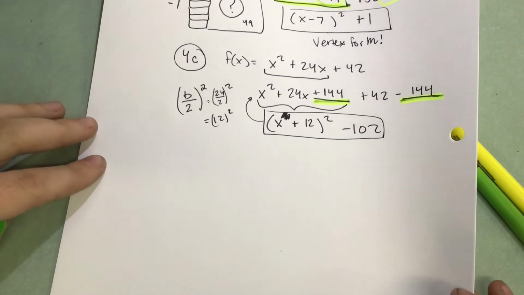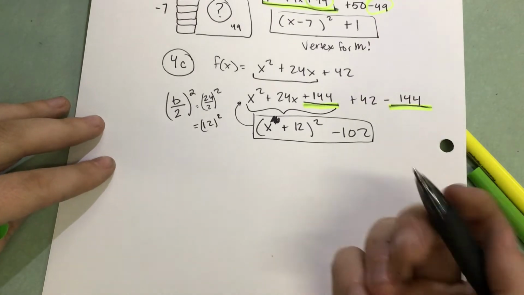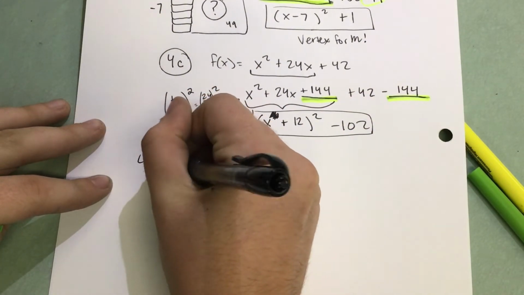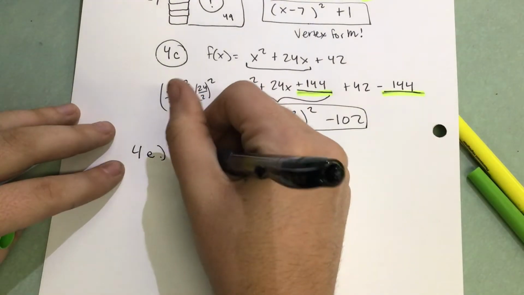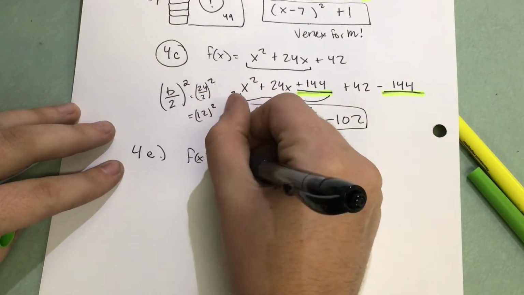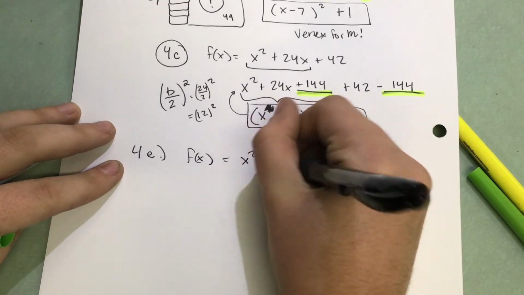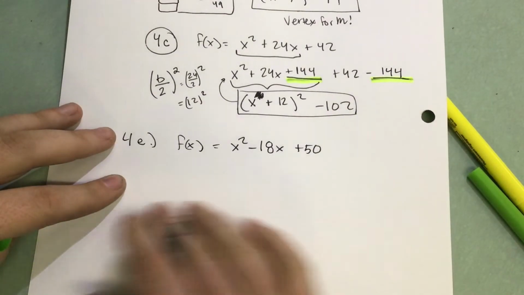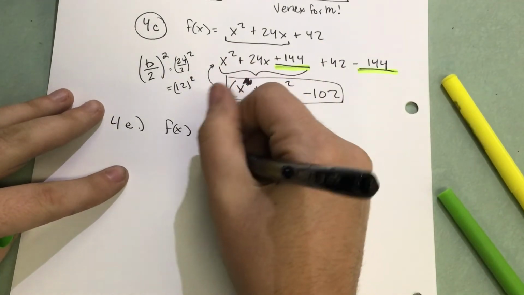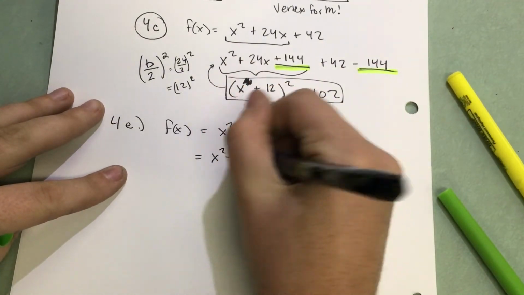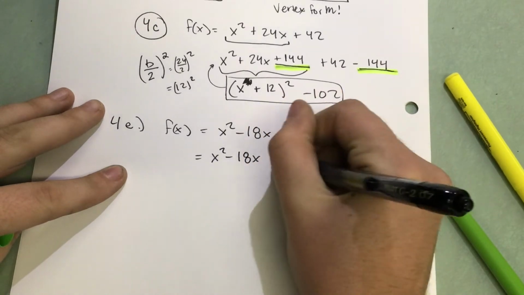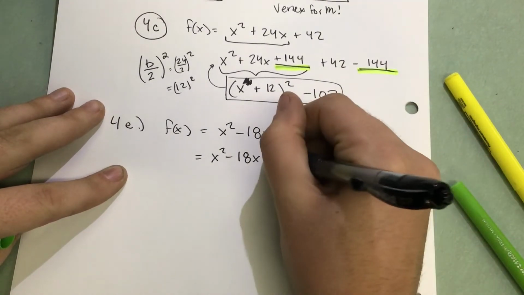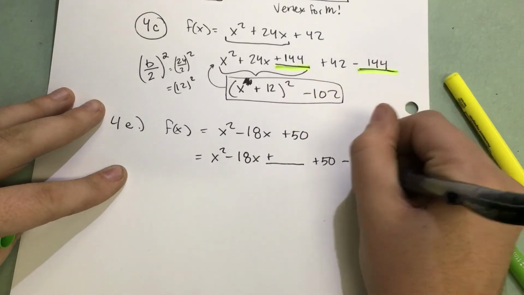Let's do 4e. So we're just going to do this one purely procedural. I'm going to leave the first 2 terms. I'm going to leave some space, add 50. I'm going to add something here, but I'm also going to minus it on the other side.